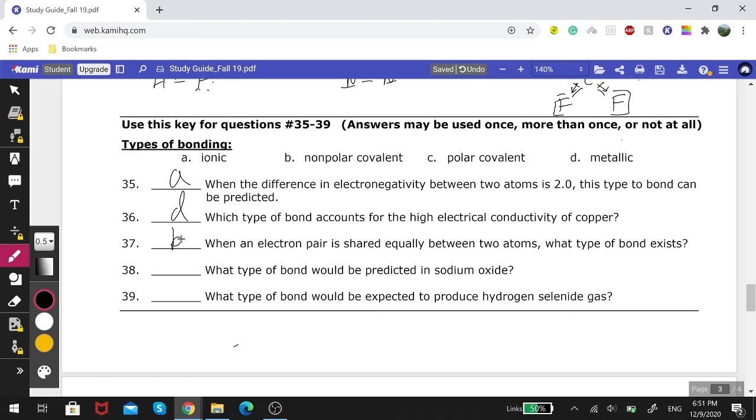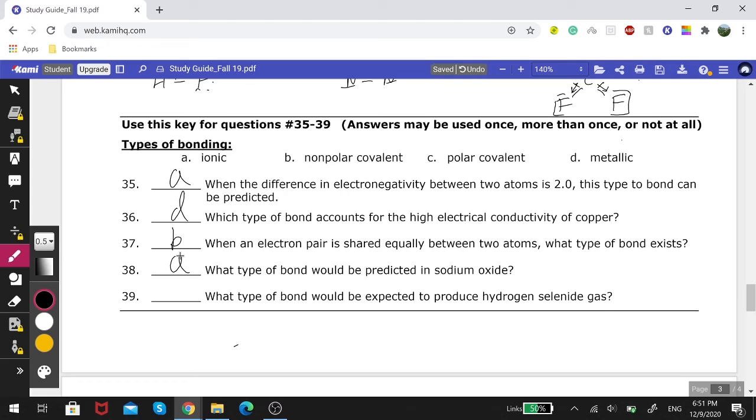Right, O has a very high one, whereas Na has a very low one since it's all the way to the left. So it's going to be high minus low. So we can predict that this will be ionic since O is very high and Na is very low. A high number minus a lower number is most likely ionic.